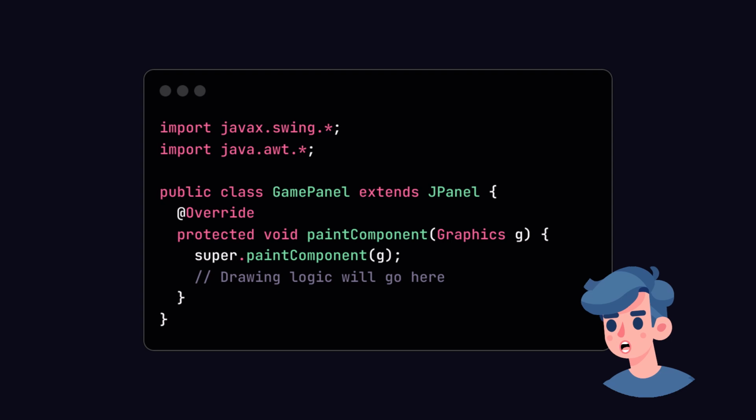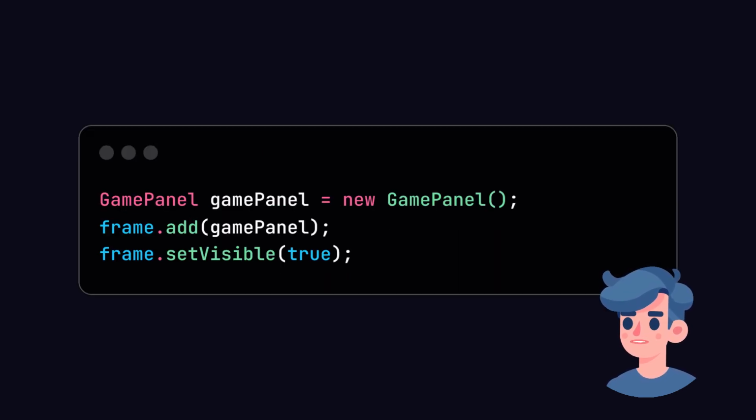Next, we need to add a canvas to draw our puzzle pieces. We'll create a class called GamePanel that extends JPanel. This class will handle the rendering and input for our puzzle game. Let's integrate our GamePanel into the frame. Update the main method to instantiate a GamePanel object and add it to the frame.